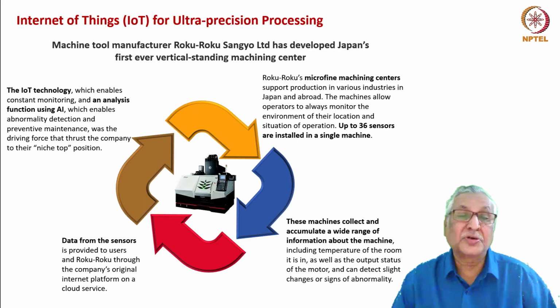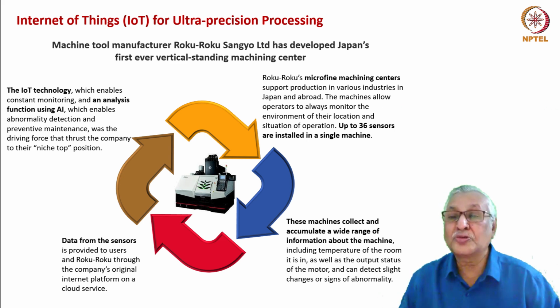Internet of Things is going to radically transform how machine tools work. Machine tool manufacturer Roku Sangyo of Japan has developed Japan's first ever vertical standing machining center. The IoT technology, which enables constant monitoring and an analysis function using artificial intelligence, which enables abnormality detection and preventive maintenance, is the core of this machining center.